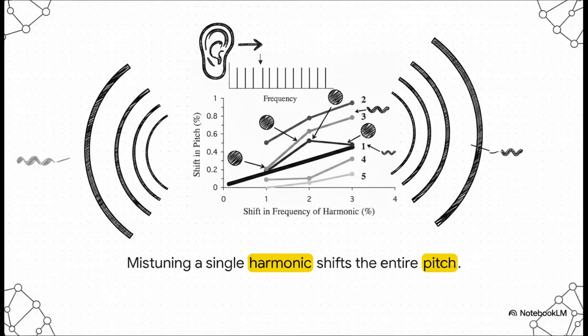What researchers discovered next is that certain low-numbered harmonics completely dominate what we hear. If you mistune just the second, third, or fourth harmonic by a tiny margin, like, say, just 3%, it heavily shifts the entire pitch you perceive. It absolutely proves that our brain weighs these specific, resolved harmonics super heavily when it's calculating the overall pitch.